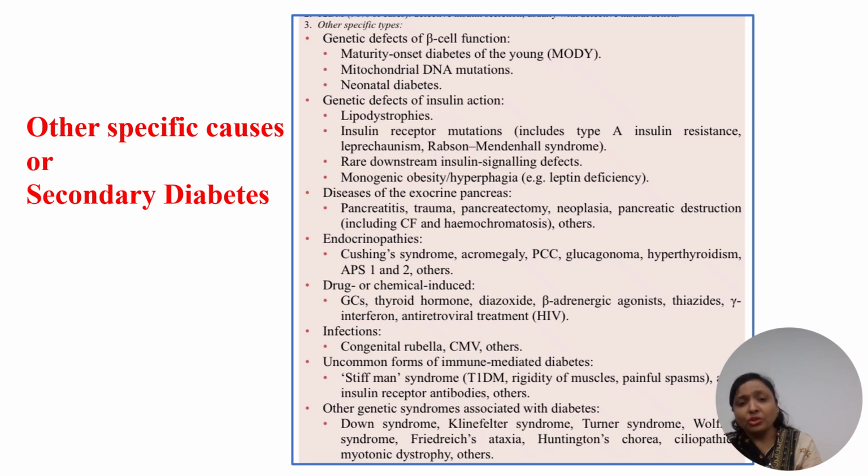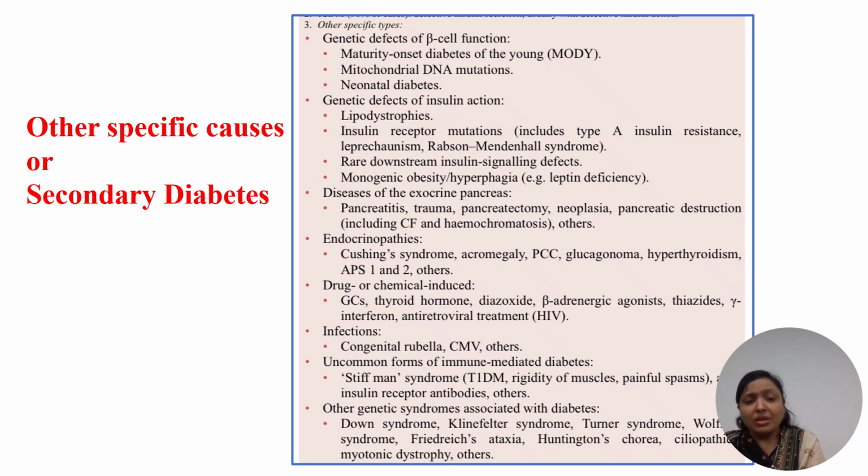There are a couple of diseases of exocrine pancreas like pancreatitis, trauma to the pancreas, pancreatectomy, pancreatic malignancies, pancreatic destruction due to certain diseases like cystic fibrosis, hemochromatosis. These also ultimately leads to the secondary diabetes. Then we have endocrinopathies like Cushing syndrome, the condition because of the excess cortisol level, acromegaly, one endocrine condition which is basically because of the excess of growth hormone release, glucagonoma, hyperthyroidism, autoimmune polyendocrinopathy syndromes type 1 and type 2. Then we have drug-induced diabetes because of the use of the glucocorticoids, thyroid hormone, diazoxide, beta-adrenergic agonists, thiazide diuretics, interferons, antiretroviral treatment.